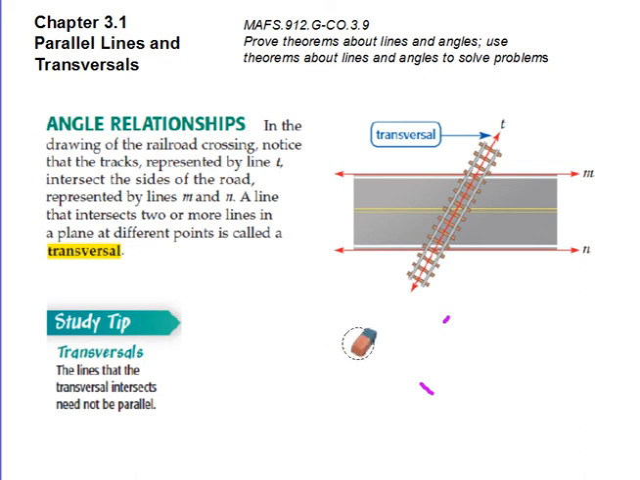Let's erase that. Also, the lines that the transversal intersects need not be parallel. Like these lines appear to be parallel, but we don't know for sure. They have to have something like this, a little arrow here, a little arrow there. That's just indicating these lines are parallel. If it's not there, you can't assume they're parallel, even if they look it.